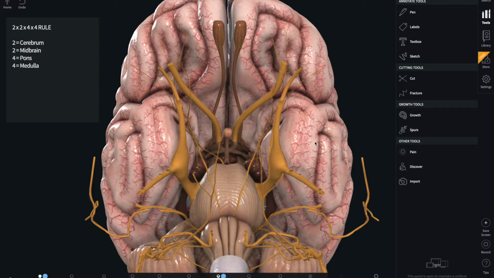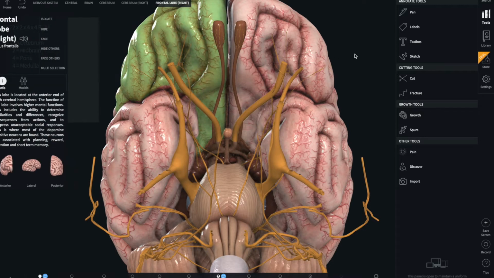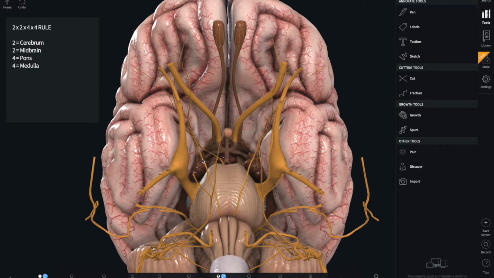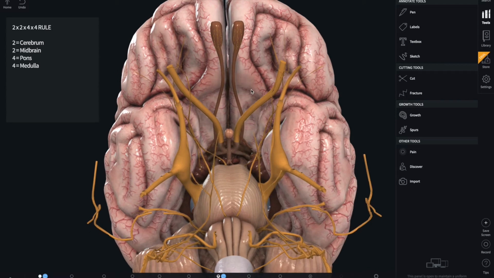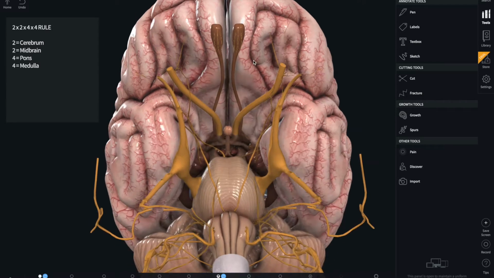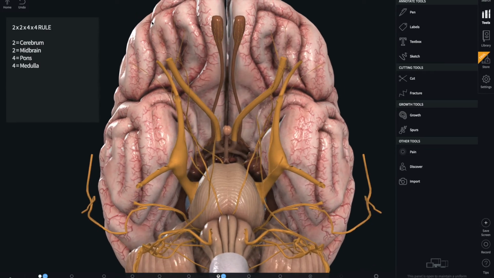What I mean by that is the first two cranial nerves will stem from the cerebrum. The next two will stem from the midbrain. The following four will stem from the pons, and the four after that will stem from the medulla. I think this is a pretty good way to go about identifying the first couple of cranial nerves. Once you get down to the medulla and pons, it gets a little confusing, but we'll try to identify them as we go along.